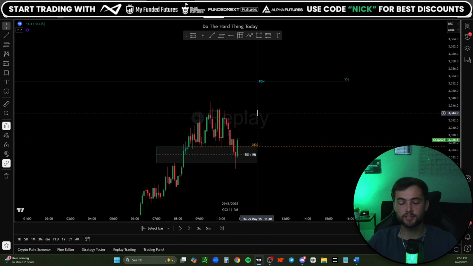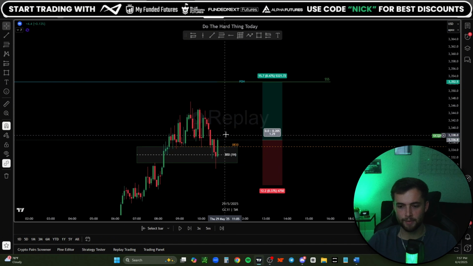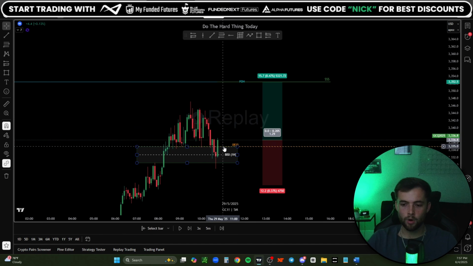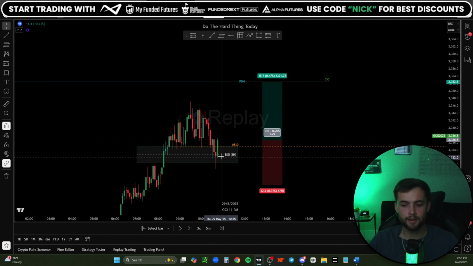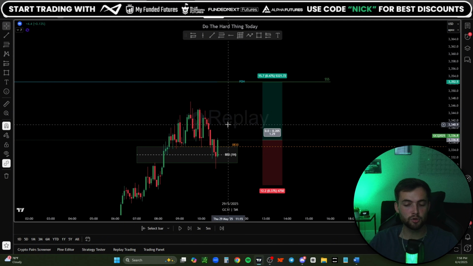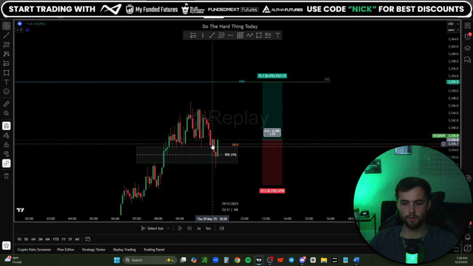Now this is where it gets interesting, so pay attention. I immediately bought right here on the close of this 5-minute candle. Why did I do that? Well, the main reason is because I want to see price do two things from here. I want to see a bullish reaction, and I wanted to see it start to disrespect some bearish PD arrays. So this bearish order block started to fail, and also we had a bullish reaction.